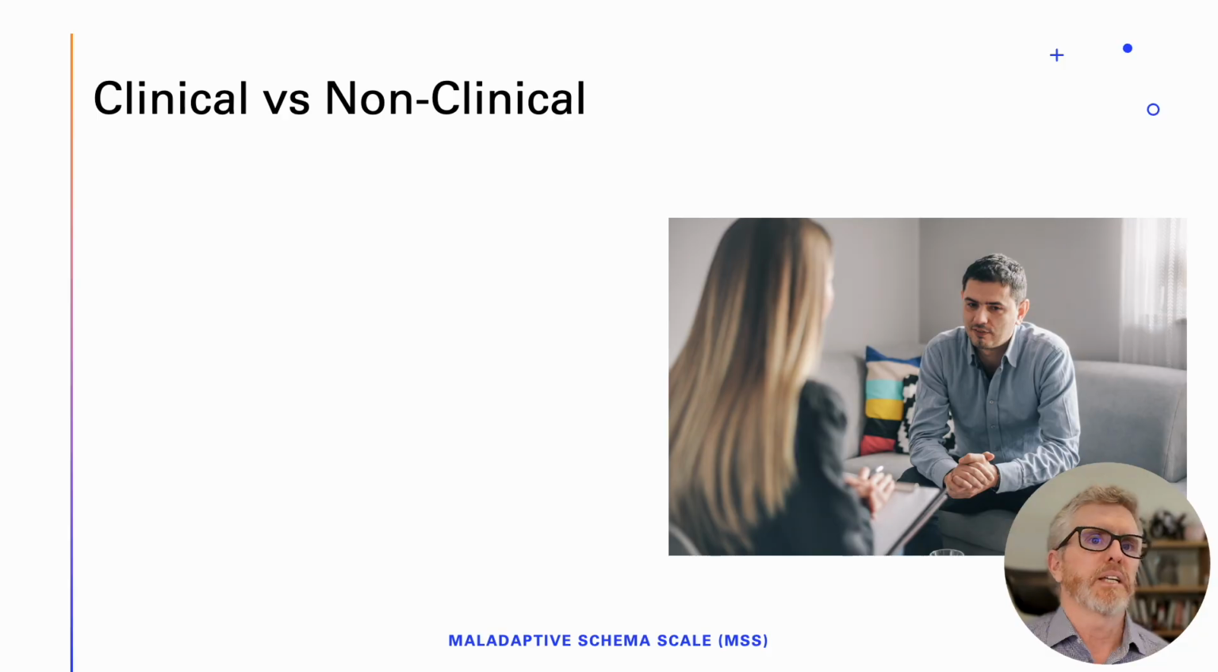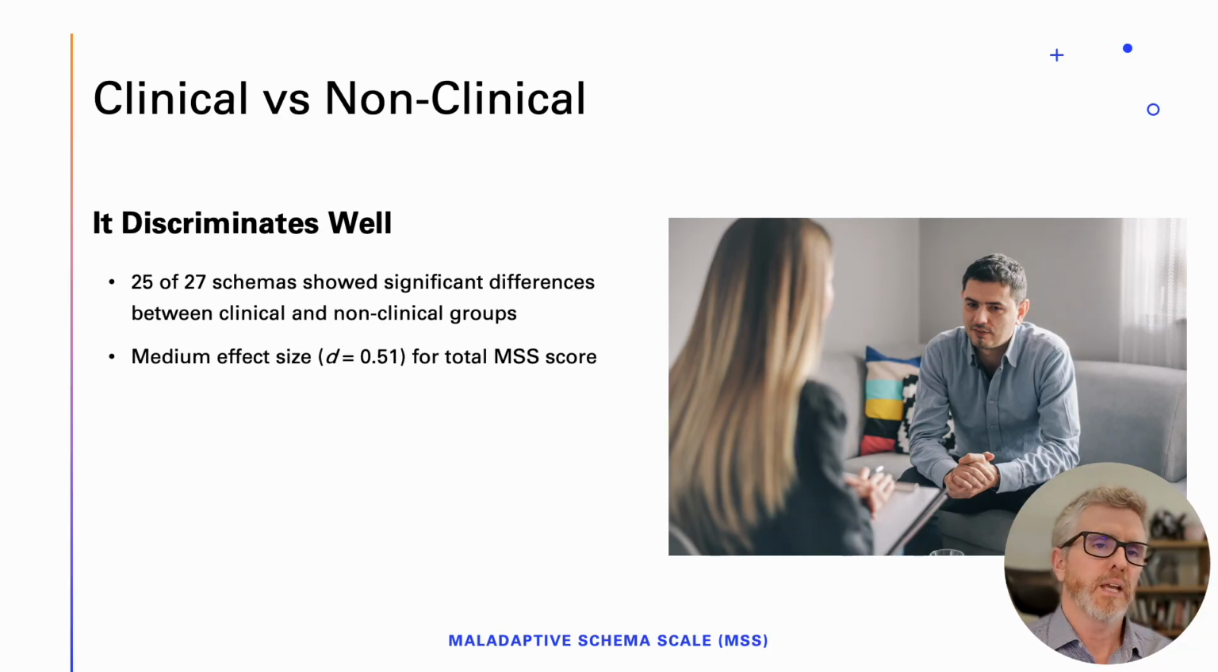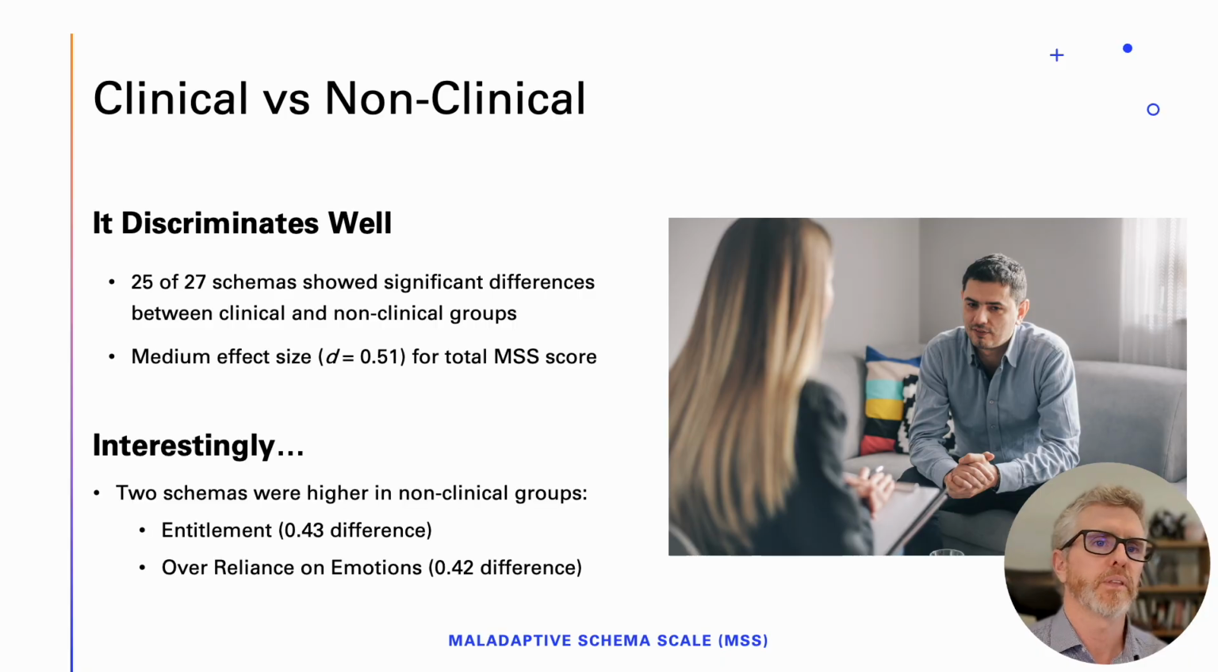So does the MSS actually distinguish between clinical and non-clinical populations? Yes, 25 of the 27 schemas show significant differences between clinical and non-clinical groups, with a medium effect size overall. In other words, it validates what clinicians already know. People in therapy have more maladaptive schemas than those who aren't in therapy. The MSS quantifies these differences reliably, making it a useful tool for assessment and tracking treatment progress.